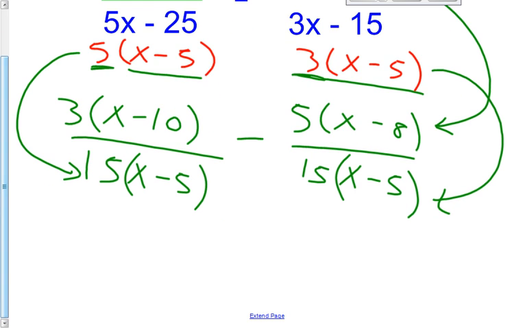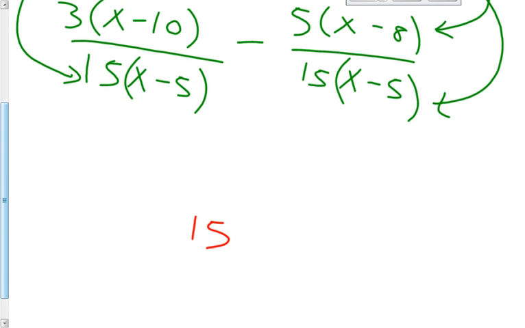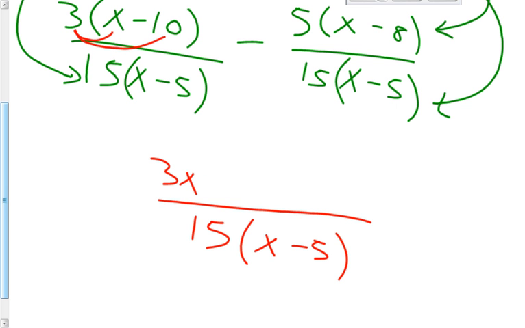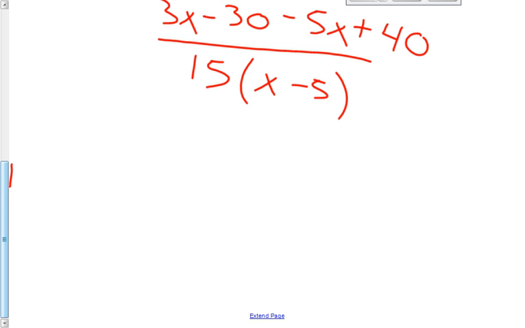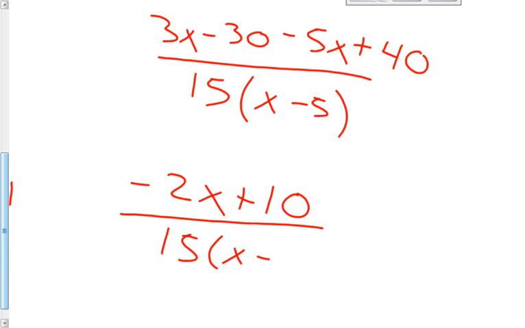Alright, so now let's clean this up. I'm going to try to do 2 things in one step. I hope that's okay with everyone. Your common denominator is 15 times the quantity x minus 5. In the numerator, you're going to distribute: 3 times x is 3x, and 3 times a negative 10 is a negative 30. A negative 5 times x is a negative 5x, and a negative 5 times a negative 8 is a positive 40. So then, cleaning up, you have a negative 2x in the numerator, because you have 3x minus 5x, which makes a negative 2x, and you have a positive 10 also in the numerator. That divided by 15 times the quantity x minus 5.